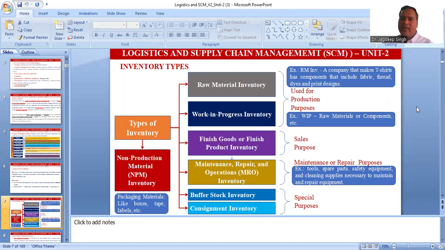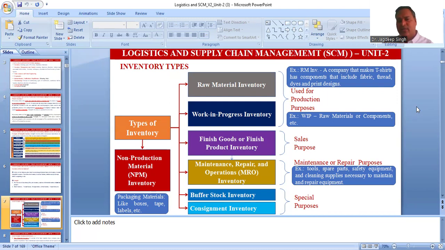Buffer stock inventory and consignment inventory. These both inventories are for special or specific purposes. Buffer inventory, basically this is also called buffer stock inventory, is used in the situation where the demand is high or the demand is fluctuating, right? So we are using that buffer stock, right?